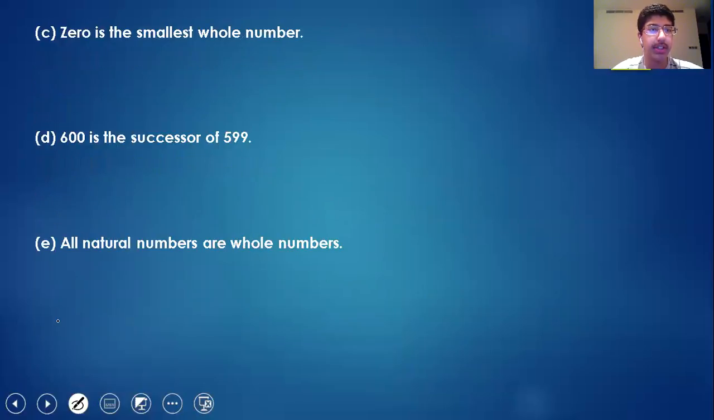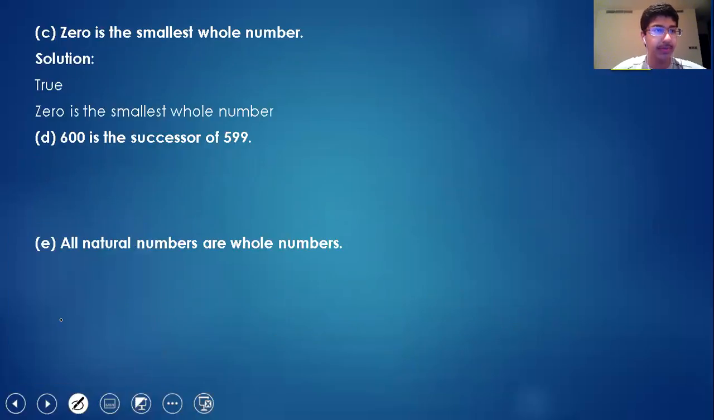Next question. 0 is the smallest whole number. True, because whole numbers start from 0 to infinity. And since it starts with 0, we always know that 0 is the smallest number. 1 comes after it, 2 comes after it. So obviously, 0 is the smallest whole number. So this statement is true.